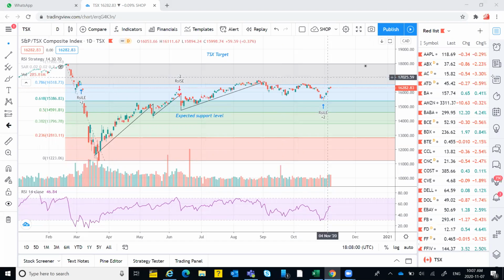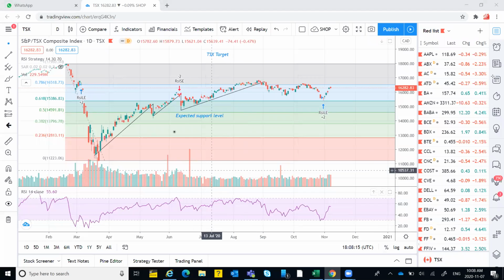We will be discussing those stocks, and while we discuss, if you have any questions you can ask them. You can mention your stocks in the chat list, and we will take it from there. So let's formally begin with the TSX index.